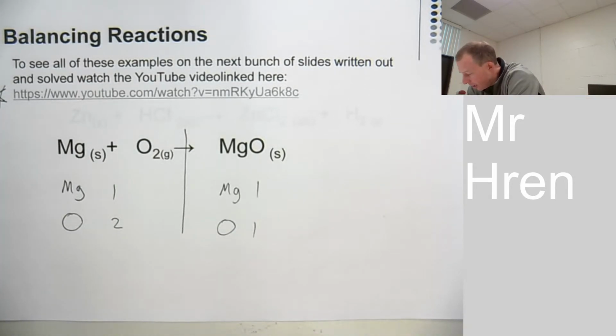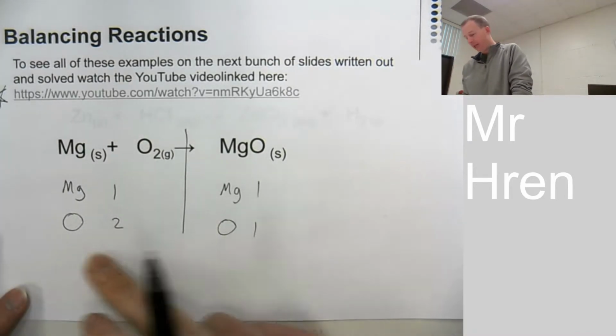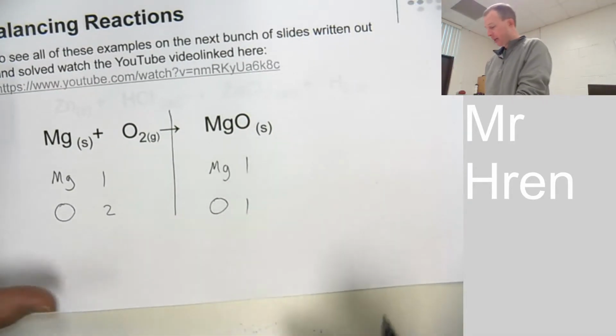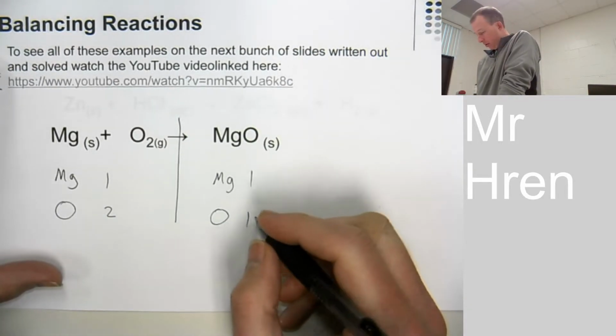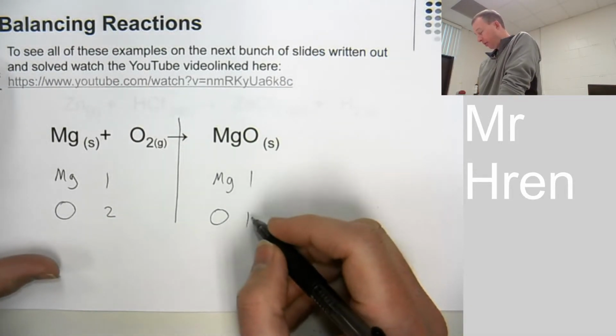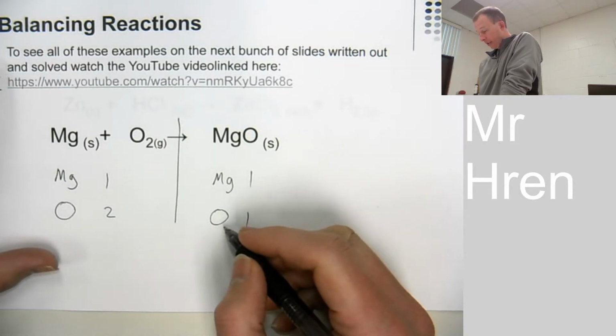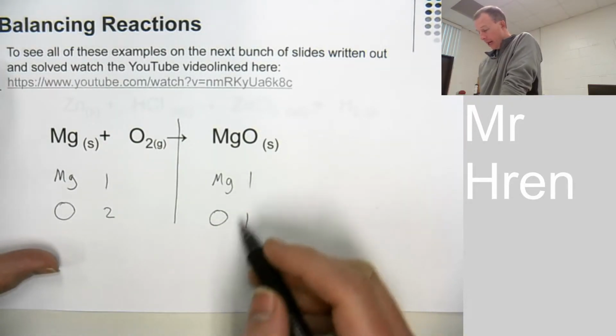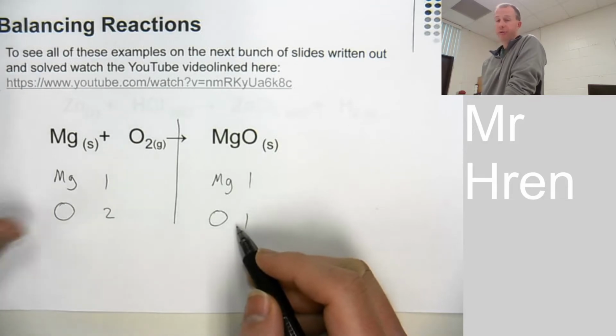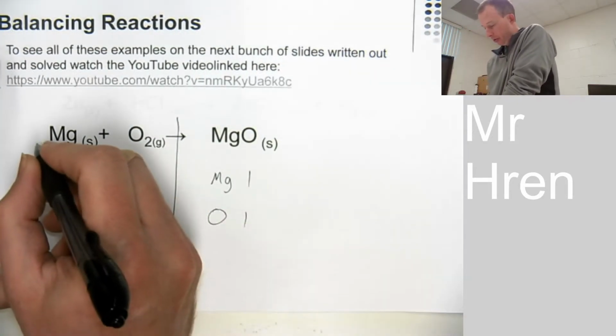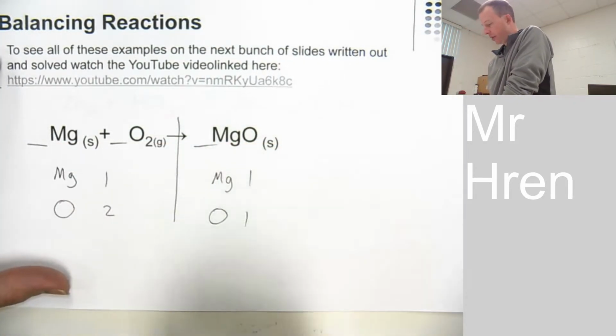So you do that, and now you're like, okay, my magnesiums match, but my oxygens don't match, so we've got to account for that. So we're going to say, okay, how do I fix this? Well, I need 2 oxygens here. Sure. Now remember, I told you can put stuff in front of the compounds only.